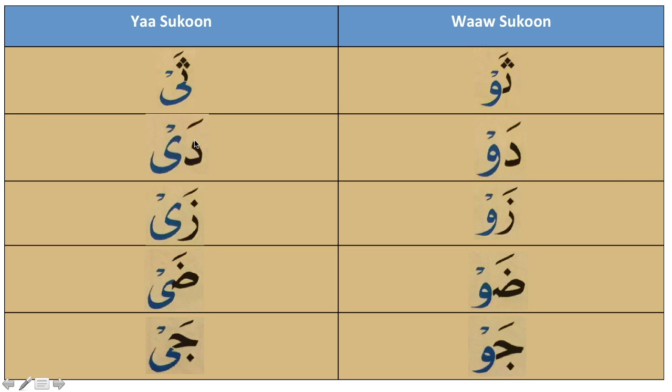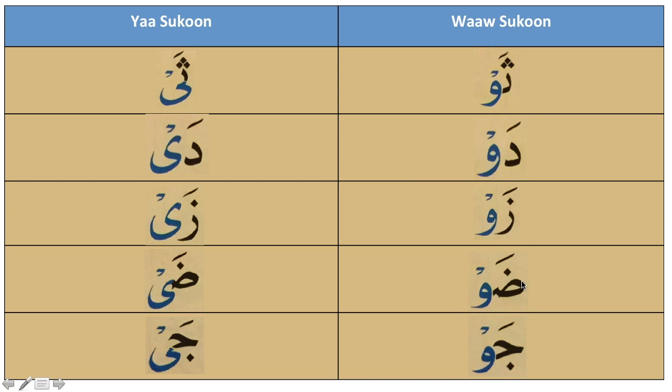Dal fatha would be just what? It would be da. But when we add the waaw sukoon after it, we have to add an aw sound equivalent to one movement. So we say dal fatha and then waaw sukoon, da, u, daw. Dal fatha ya sukoon, da, e, day. Similarly, za fatha waaw sukoon, zaw. Za fatha ya sukoon, zay, zaw zay.